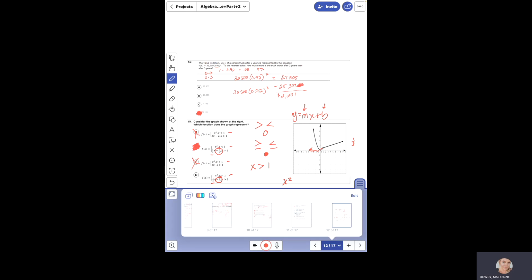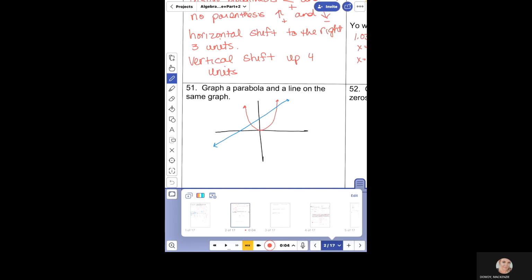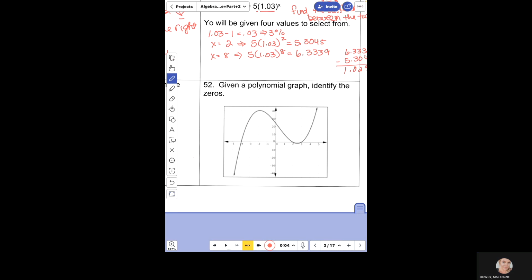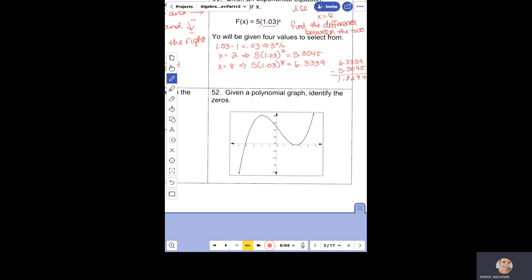Number 52. Given a polynomial graph, identify the zeros. So remember, your zeros are where our graph crosses the x-axis. This is kind of blurry, but we have one here at 3. We have one here at 2. We have one here at -4. So our zeros.